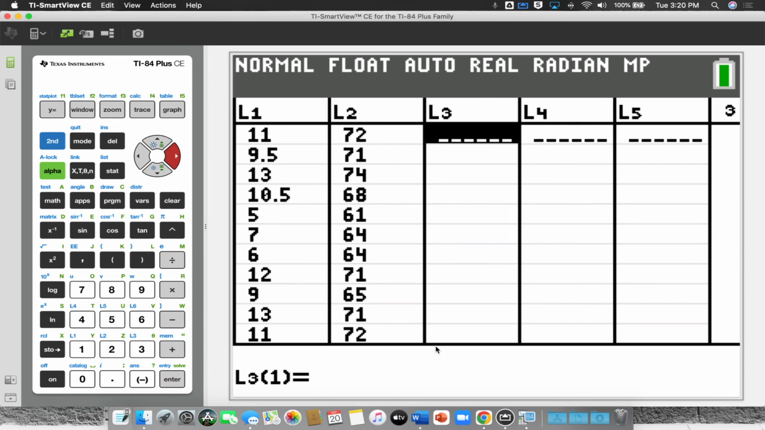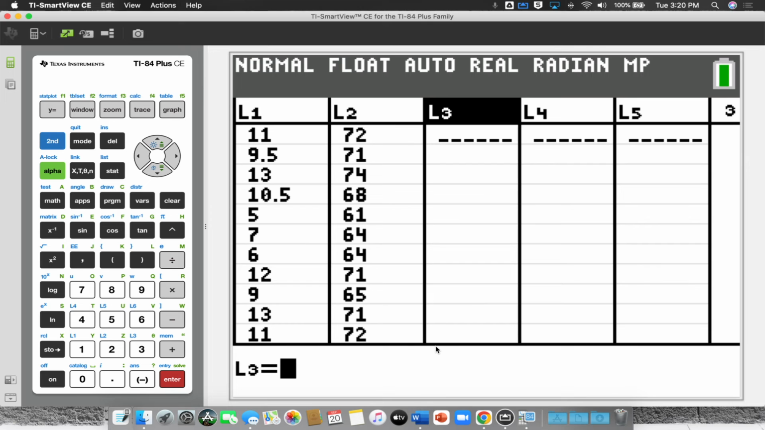So you're going to go to L3. You're going to go to the top. Look at what my cursor is. You're going to go to the top, hit enter. Then you should have a little blinking cursor at the bottom, which means it's ready to input stuff. We're going to create a third list. That list is going to be the residual.